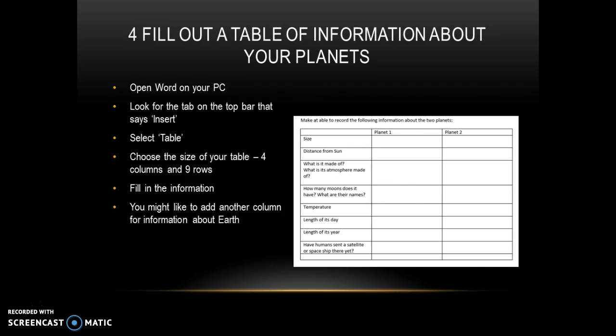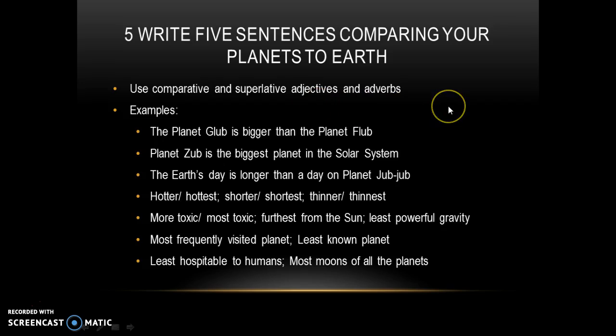Okay, so we're going to move on. Then you're going to write 5 sentences comparing your planets to Earth. Use the comparative and superlative adjectives and adverbs that we've been studying in class. So you might say things like, the planet Gub is bigger than the planet Fut.